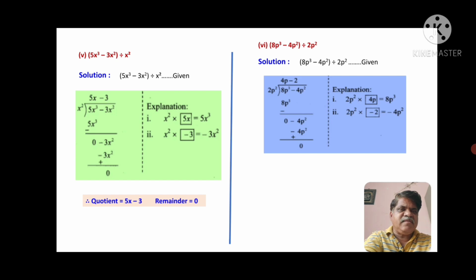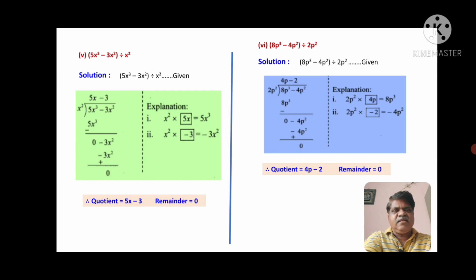The next term from the dividend is minus 4p square, that we'll consider now. In the second step we could see that 2p square is multiplied by what number? So you are getting minus 4p raised to 2. So minus 2 is the answer, that is the second term of this quotient. So 2p square into minus 2, the answer is minus 4p square, that we will write below that. So the remainder is 0. So you can write here that quotient is equal to 4p minus 2, whereas the remainder is 0.